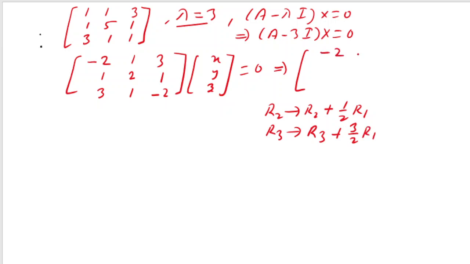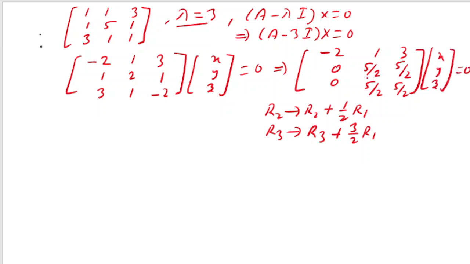So I will get -2, 1, 3, 0, 0, and 2 plus 1 by 2. So 2 plus 1 by 2 is 5 by 2, and 1 plus 3 by 2 is also 5 by 2, right? And here it is 0, and 1 plus 3 by 2 is 5 by 2, and -2 plus 3 into 3 by 2, that is 9 by 2. So -2 plus 9 by 2 is 5 by 2, right? So this is what we got, times x, y, z is equal to 0.